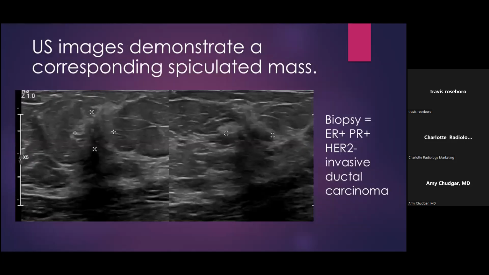And the corresponding ultrasound shows this irregular mass. The patient did undergo a biopsy, and this demonstrated an ER/PR positive, HER2 negative invasive ductal carcinoma.